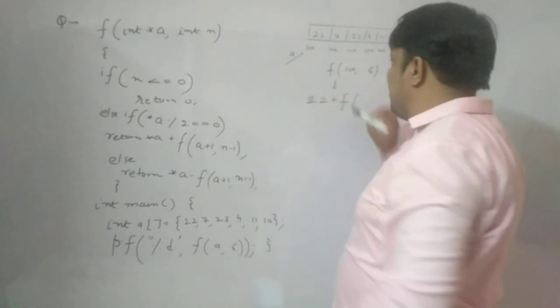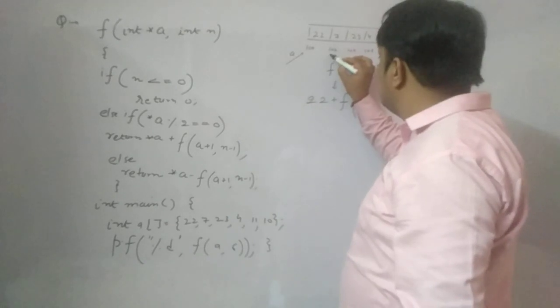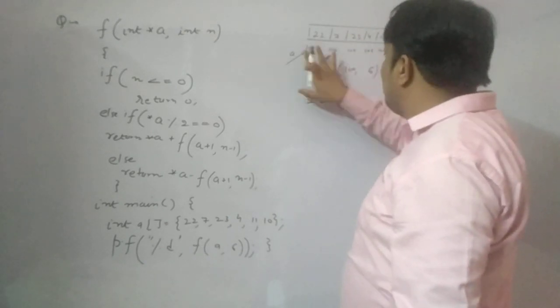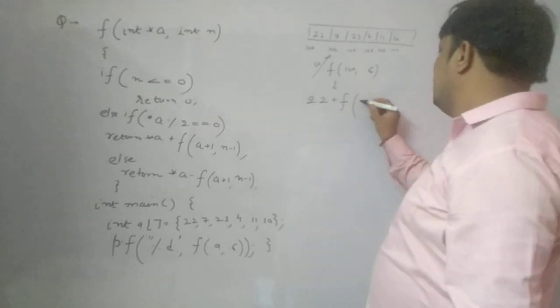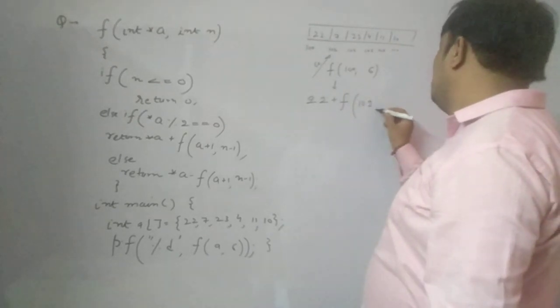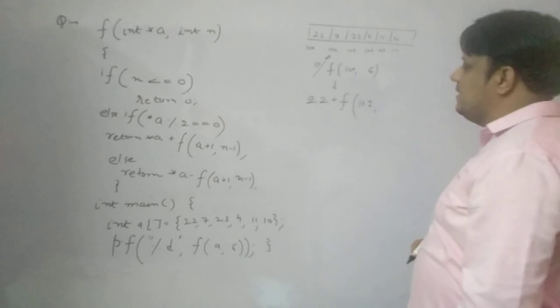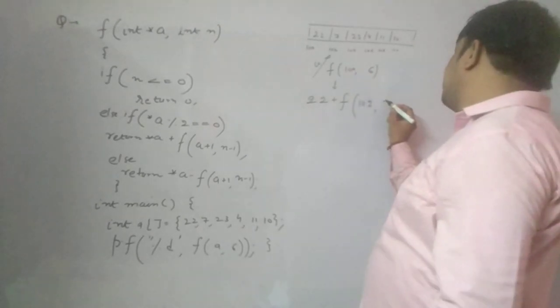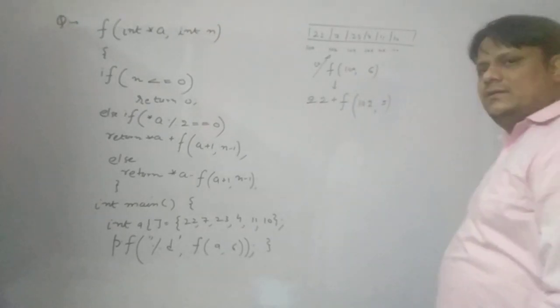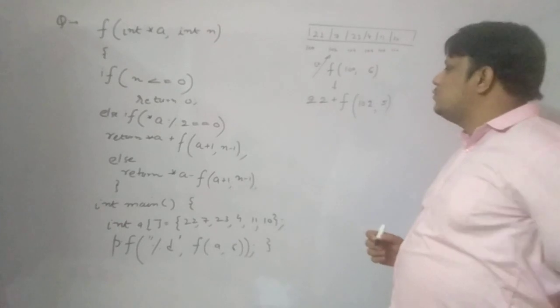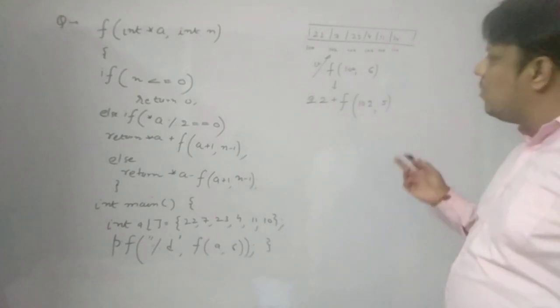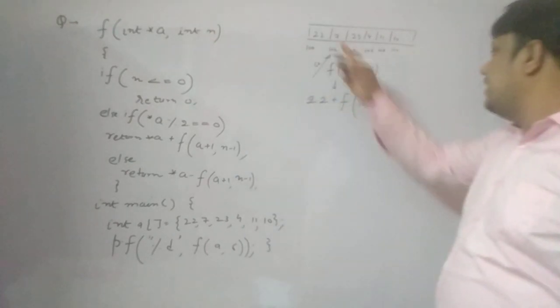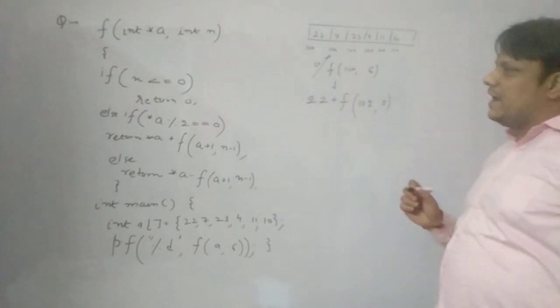Since a is pointing to 100, when you say a plus 1, now a points to 102, comma n minus 1. N value is 6, 6 minus 1 is 5, right? So it is now f(102, 5). Now you will call this function 102 comma 5. Now when you call this function, a is pointing at 102 and value of n is 5.